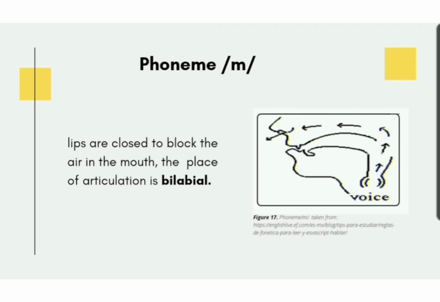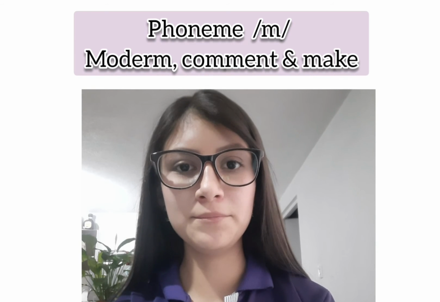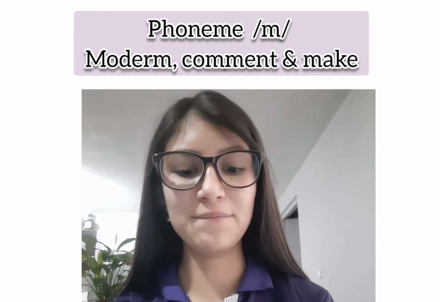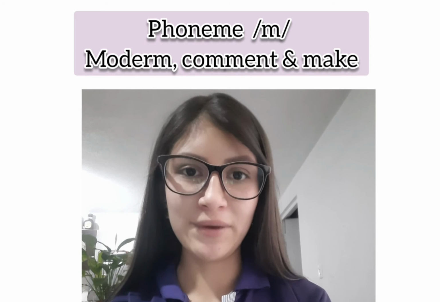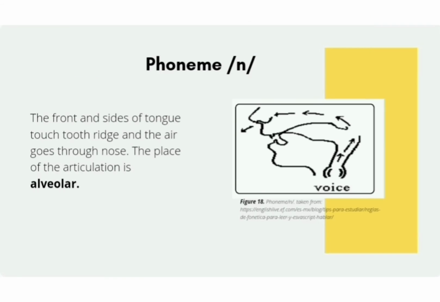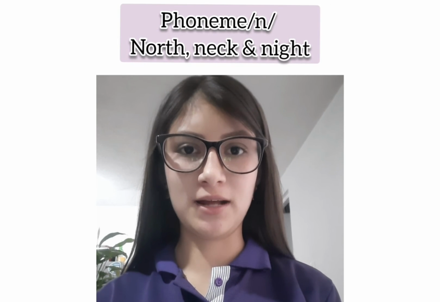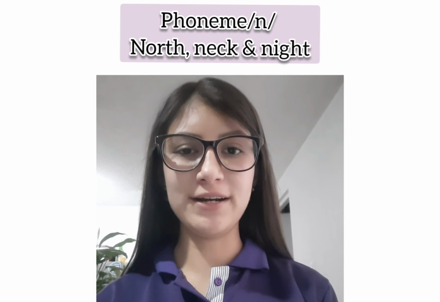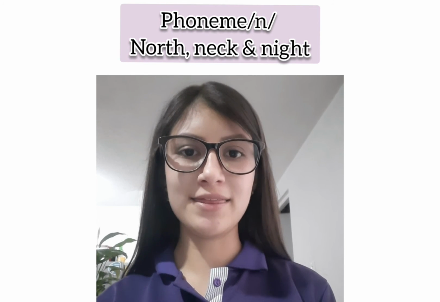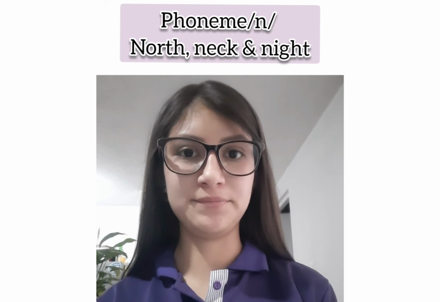Lips are closed to block the air in the mouth. The place of articulation is bilabial. This phoneme sounds like /m/. For example: mother, comment, and make. The front and sides of the tongue touch the tooth ridge and the air goes through the nose. The place of articulation is alveolar. This phoneme sounds like /n/. For example: north, neck, and Nike.